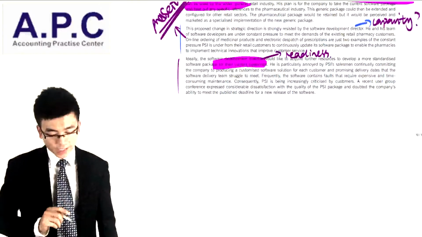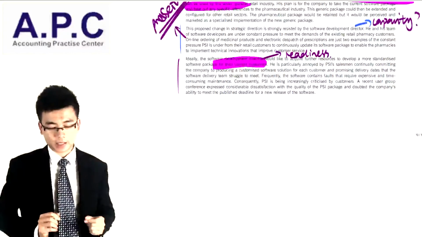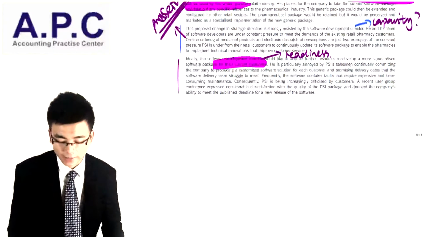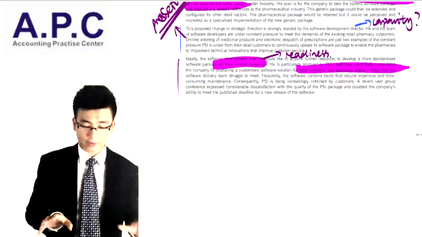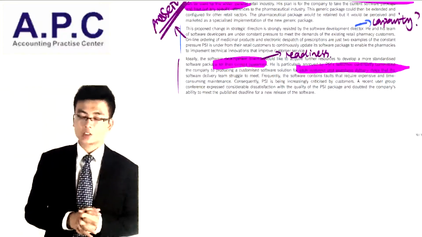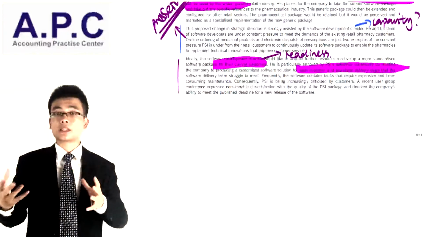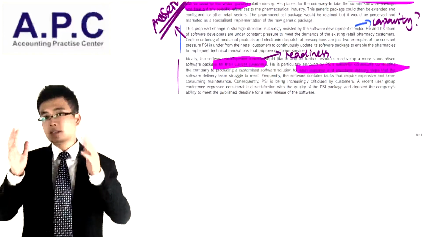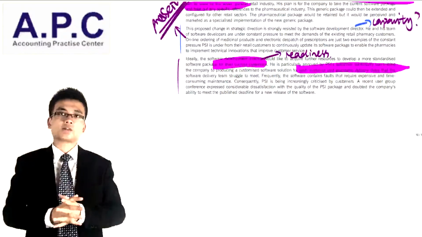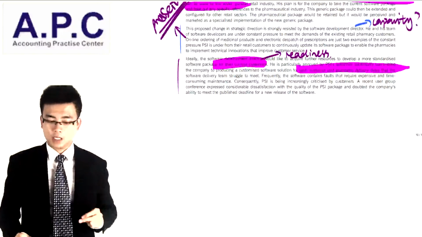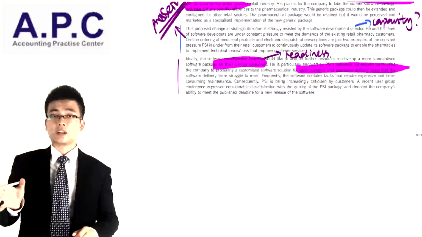Okay, so next one. He's particularly annoyed by the salesman of the company committing the company to producing a customized software solution for each customer and promising a delivery date that the software development and delivery team struggled to meet. So what this actually means is the salesman, in order to earn his bonuses, may try to promise the customer that this will be delivered on time. But from the development team's perspective, they're under pressure from the existing customers, etc. So they may not have enough time to complete this kind of projects on time.